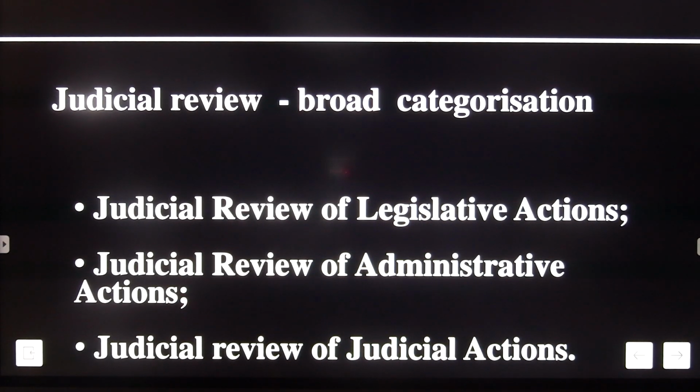The right to seek judicial review is available even when there is a finality clause or ouster clause. The finality clause implies that the order passed by authority is final. Ouster clause implies that it shall not be questioned in the court of law. The matter concerned shall not be questioned in the court of law. That is the meaning of ouster clause.